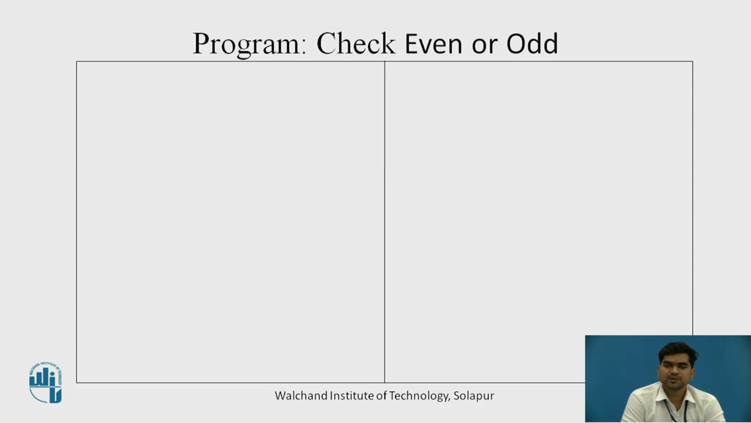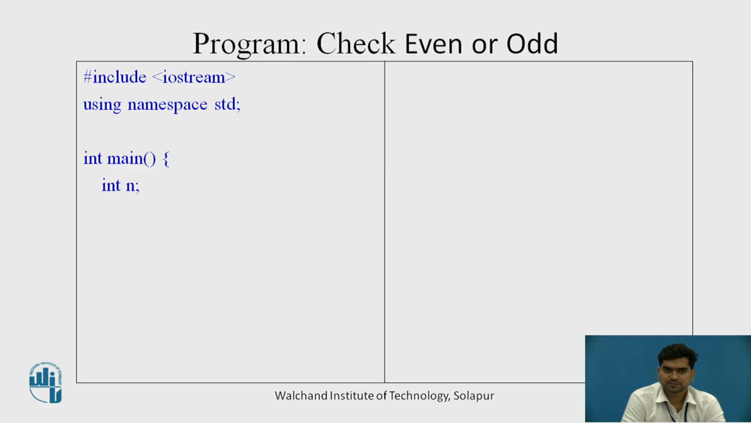Then a simple program to get a basic insight into the if else condition statement: check whether the number is even or odd. In the previous example we checked only whether the number is even. Now we are going to check whether the number is even or odd by using the if else condition statement. This is the header file, hash include iostream, using namespace std. Then we start the program with integer n. Then to check the number, you need to provide the number, so the output will be: enter the number. We take that parameter n in cin.